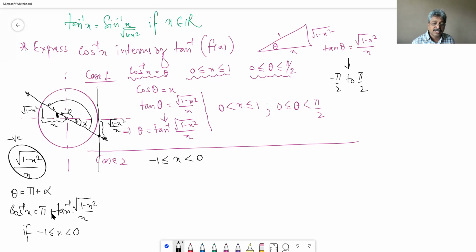And this is another way: theta is equal to pi minus alpha.